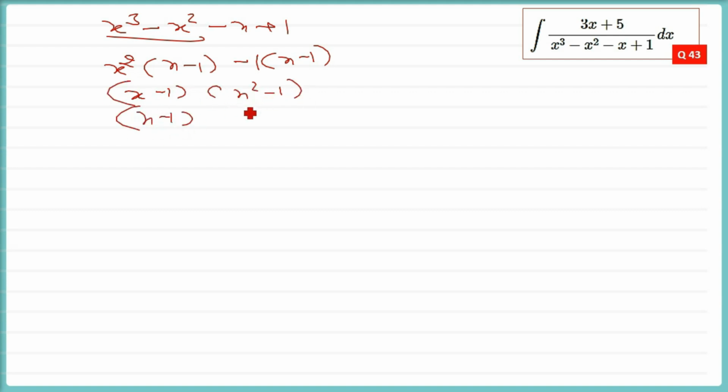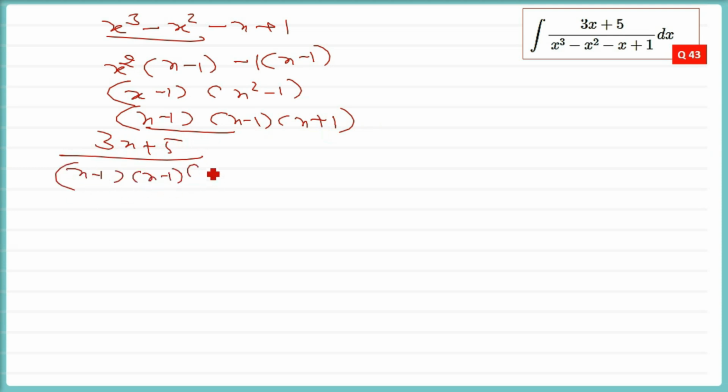So you can write it as a square minus b square, as a minus b into a plus b. So x minus 1 into x minus 1 into x plus 1. So 3x plus 5 divided by x minus 1 into x minus 1 into x plus 1. Now what we will do normally, we have three linear functions, so we'll write a by x minus 1, b by x minus 1 and c divided by x plus 1.